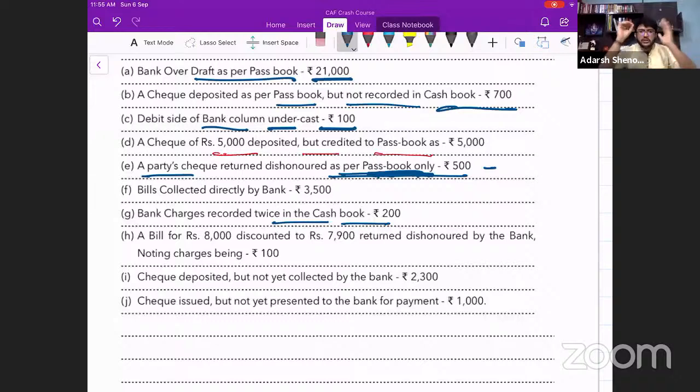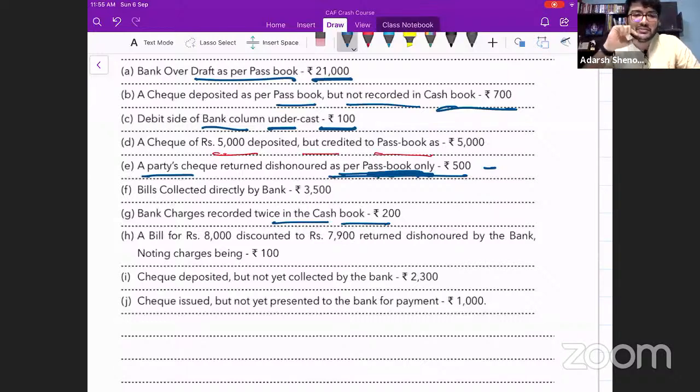You can also think of it like this. Bank charges is debited or credited in the cash book? We credit the bank charges. The entry is bank charges account debit to bank. So you've given a wrong credit in the cash book. You can also think like that. A wrong credit given in the cash book. Bank charges means wrong credit.